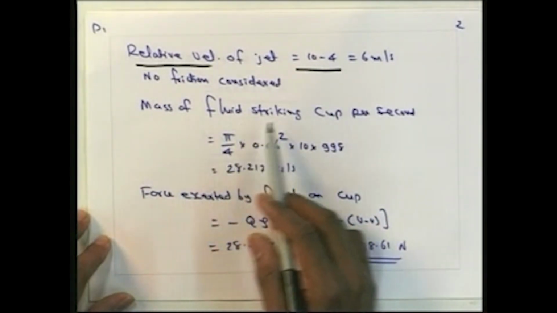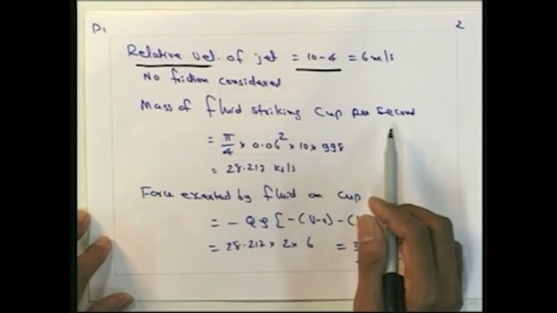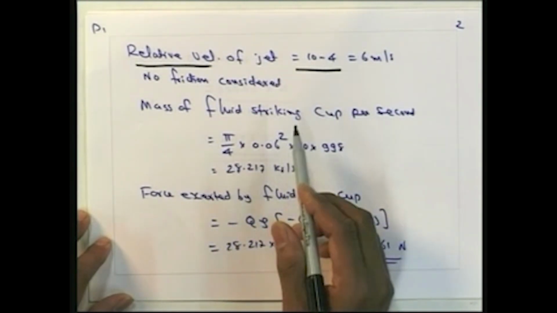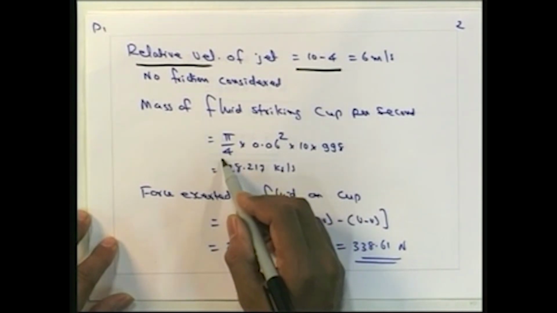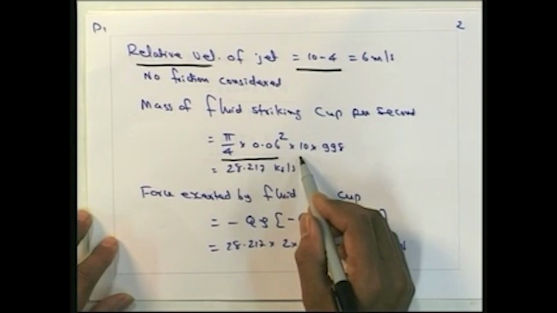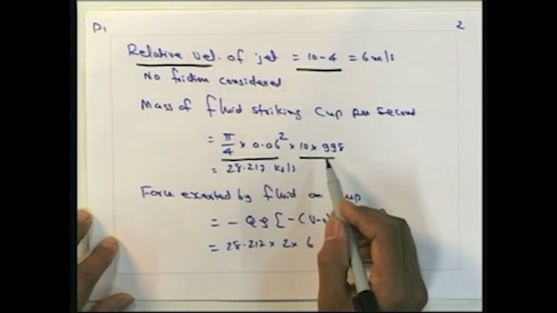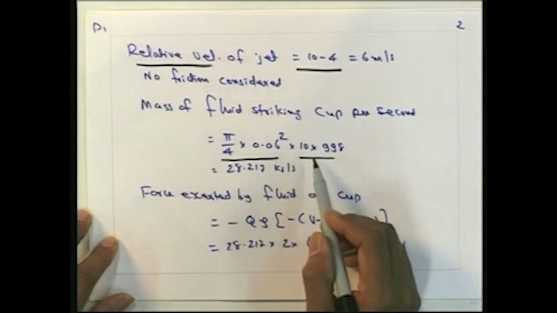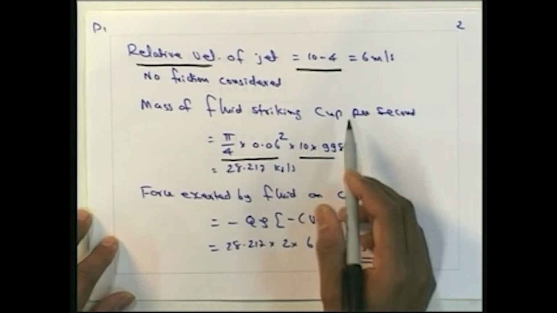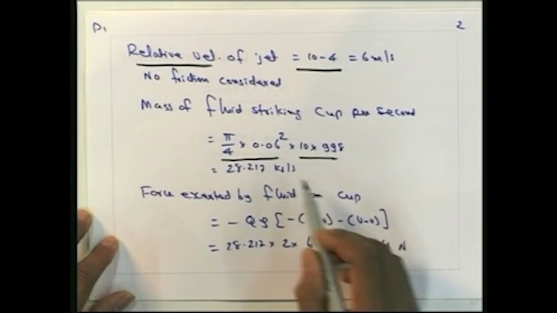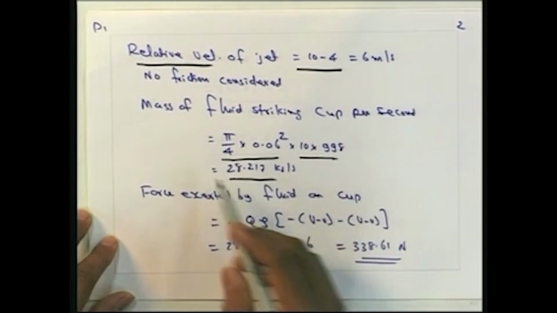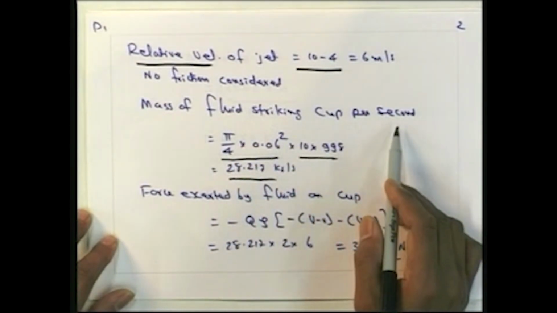The mass of the fluid striking the cup per second: the diameter of the jet is given, that is 6 centimeters. So, the area of cross section of the jet is pi by 4 into 0.06 squared, that is pi d squared by 4, into the velocity of 10 meters per second, and then the density is 998. Finally, we get 28.217 kilograms per second. This is the mass of fluid striking the cup per second.